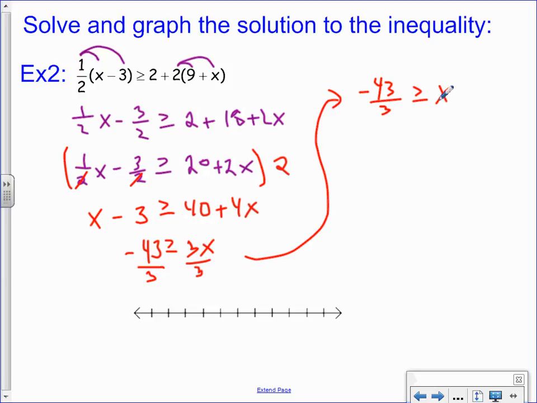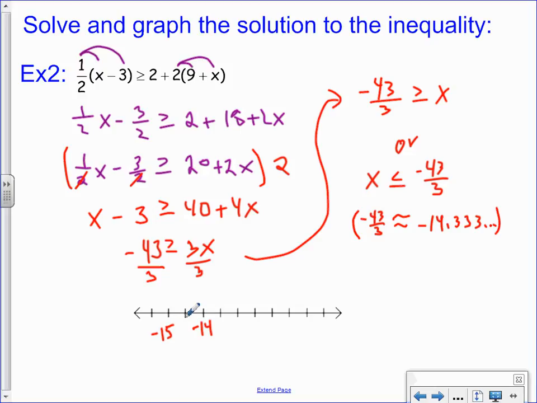Okay, some folks don't like the x on that side. If you want to rewrite it, just write the mirror image of it. So just flip it over. The x is less than or equal to negative 43 over 3. Okay, and if you have a calculator handy, you'll find that negative 43 over 3 is something like negative 14.3333 dot, dot, dot. Okay, so when you graph that, you're going to graph between negative 14, right, and negative 15.